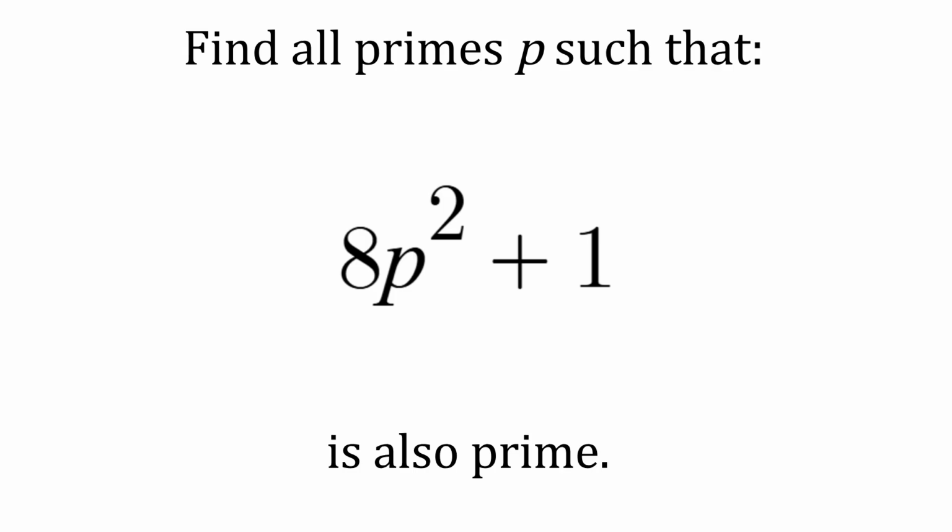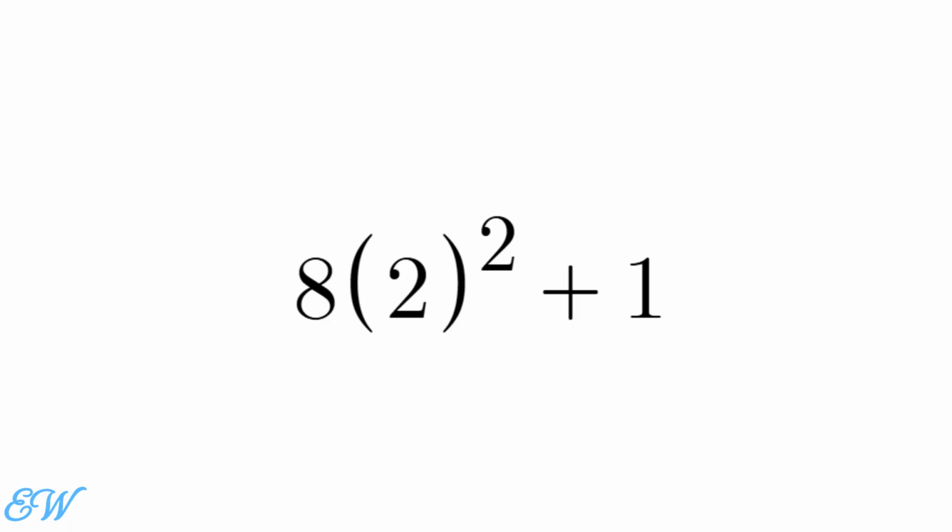Here's our second question. Find all primes p such that 8p squared plus 1 is also prime. This is like the question we did before, so I'll give you guys some time to do it and find your answer. So first, let's plug in the lowest prime number we know again. So let's plug in 2. If we plug in 2, we get 8 times 4 plus 1, which is 33. 33 is 3 times 11, which means that it is a composite number and not a prime number.